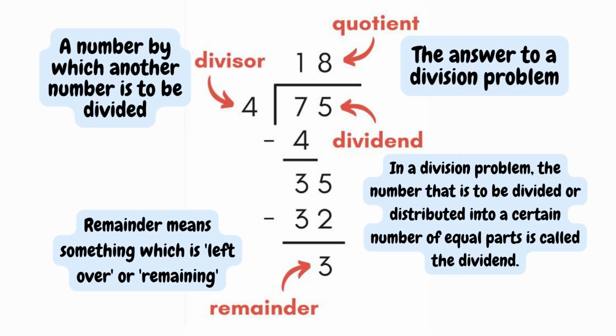The second thing I want to review is our vocabulary, the vocabulary that we learned in the previous episode. A divisor is a number by which another number is to be divided. The quotient is an answer to a division problem. In a division problem, the number that is to be divided or distributed into a certain number of equal parts is called the dividend, and remainder means something which is left over or remaining.